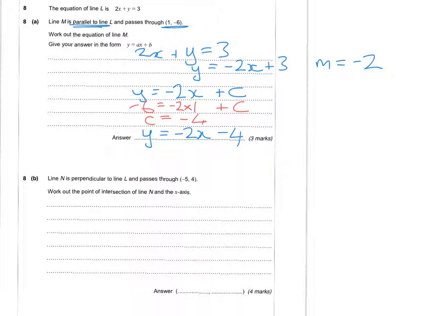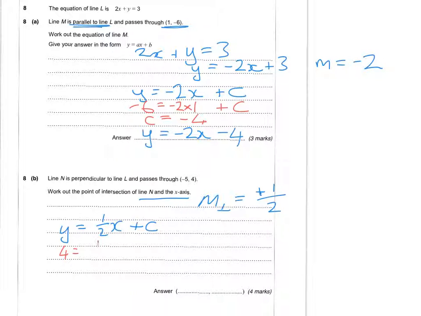Line N is perpendicular to L, so it has the negative reciprocal, so M perpendicular is equal to negative 1 over negative 2, so it's positive 1 over 2, and passes through (-5, 4). Work out the point of intersection of the line N and the x-axis. Let's get an equation for the line N first. So y is equal to a half x plus c.